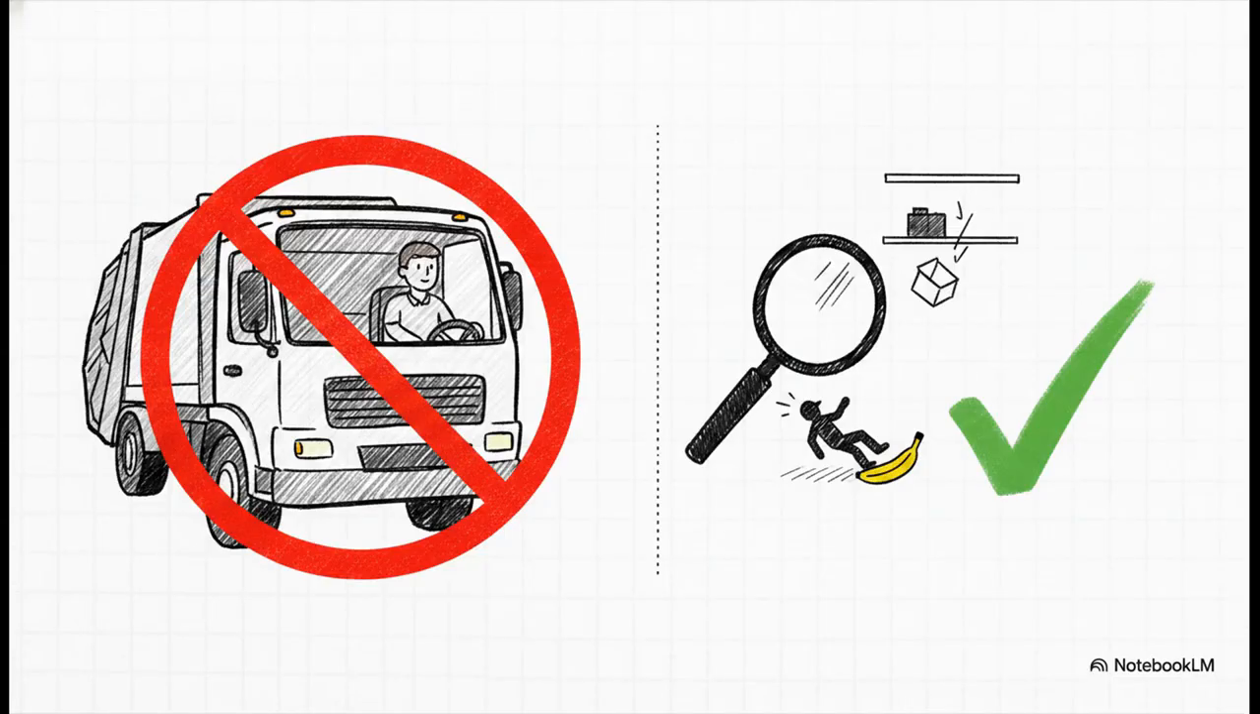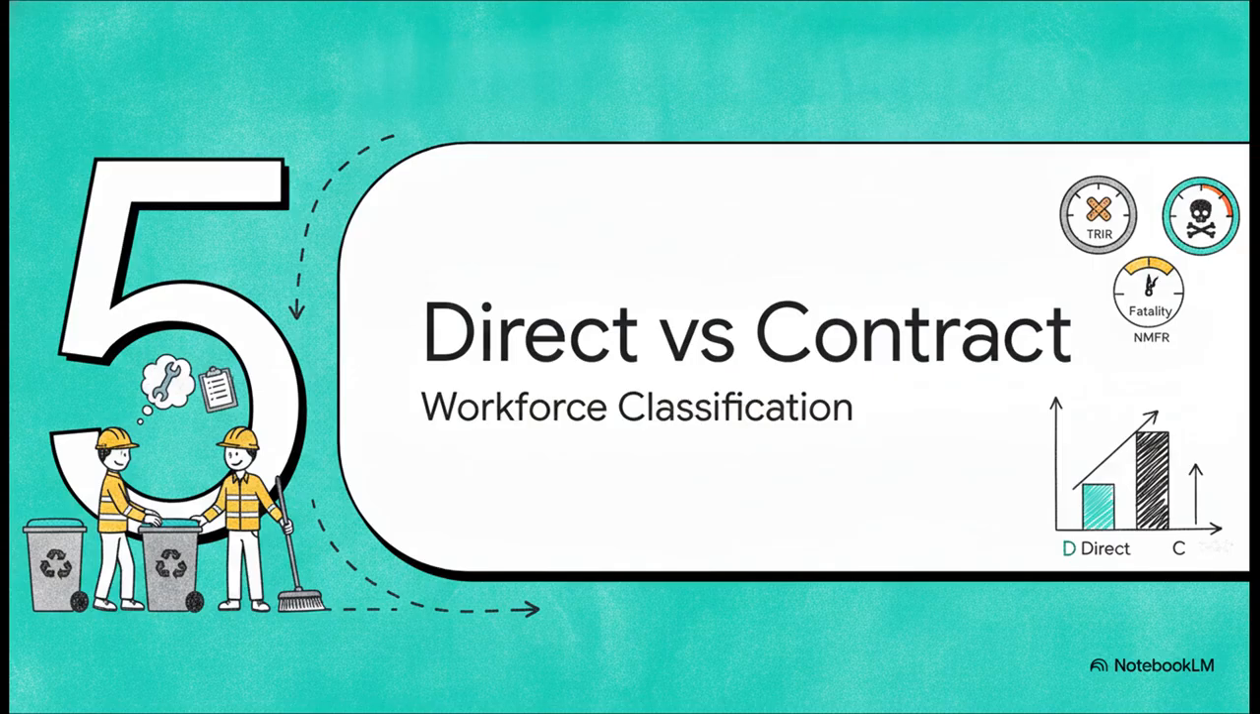But you've got to watch out for this specific SASB carve-out. When you're calculating your near-miss frequency rate, employees whose primary job function is operating entity vehicles are strictly excluded from the scope of the calculation. Keep that in mind when you're pulling your data, because throwing your primary drivers in there will completely skew your reporting against the standard. Section 5, Direct versus Contract Employees.